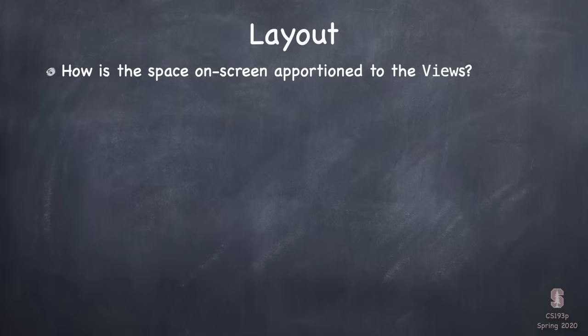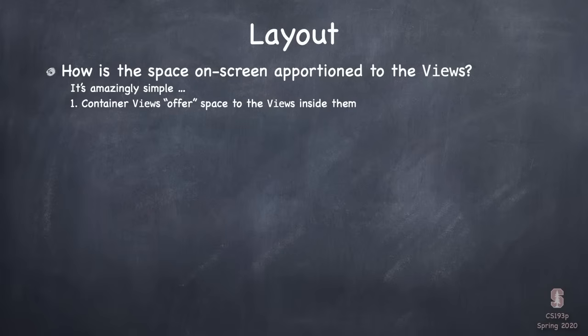layout. In other words, how do we decide where all our views go on screen? The way that SwiftUI does this is amazingly simple. It's one of the more elegant things in all of SwiftUI. There's really only 3 steps to doing this. The first one is that container views, like HStacks and VStacks, offer space to the views that are inside of them. And then those views choose a size for themselves, what they want to be based on that offer.